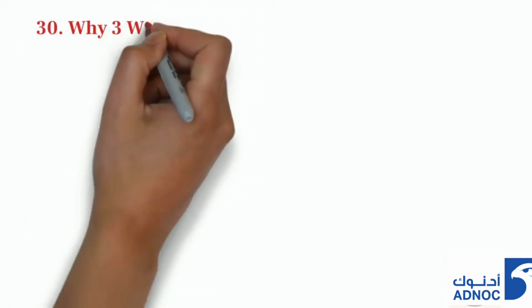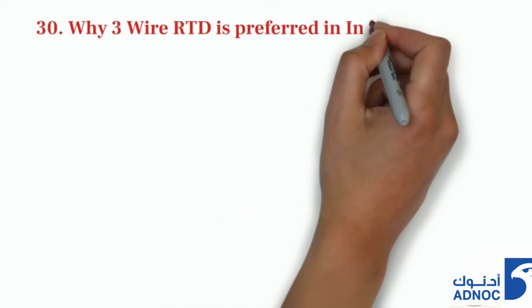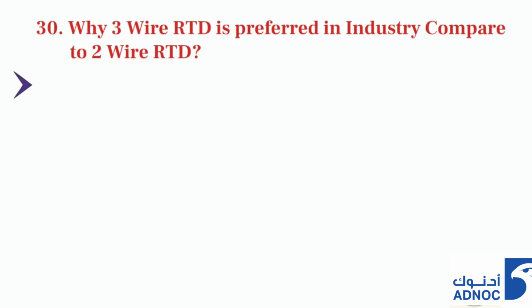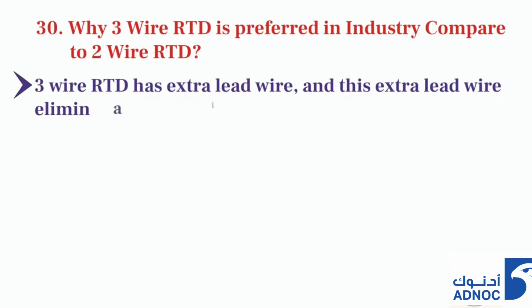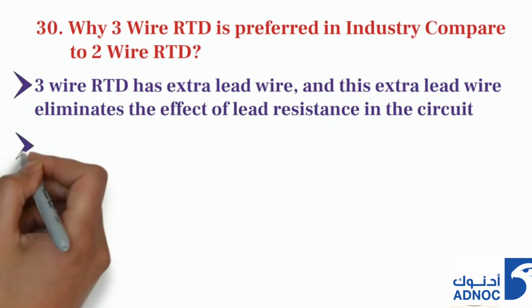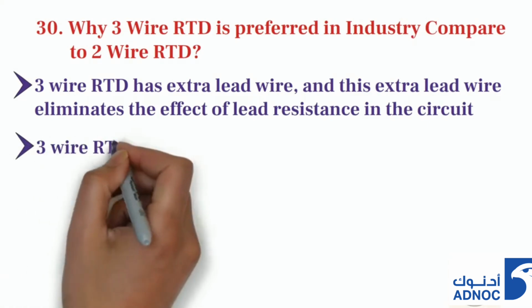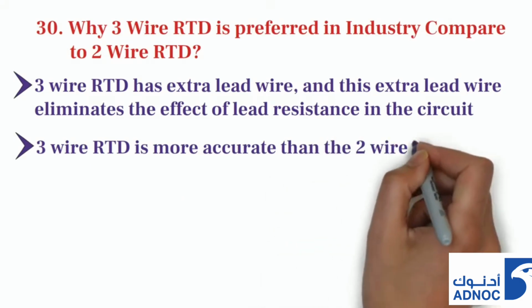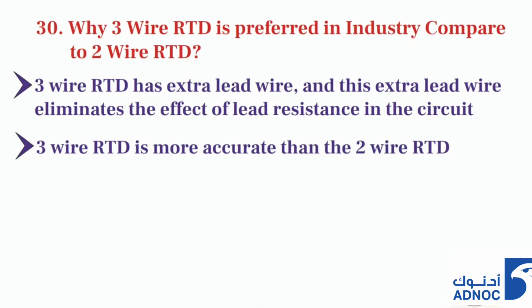Last question is, why is a 3-wire RTD preferred in industry as compared to a 2-wire RTD? A 3-wire RTD has an extra lead wire, and this extra lead wire eliminates the effect of lead resistance in the circuit, which is not possible in a 2-wire RTD. Because of the lead wire compensation feature, a 3-wire RTD is more accurate than a 2-wire RTD. And this is the reason a 3-wire RTD is preferred in industry compared to a 2-wire RTD.